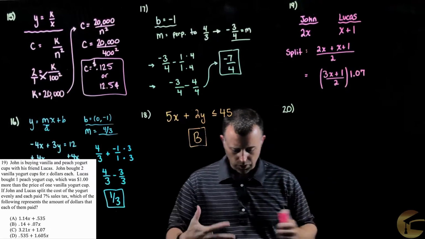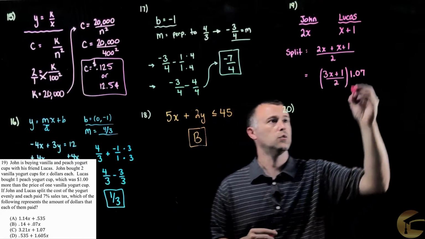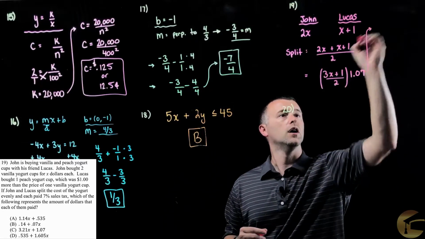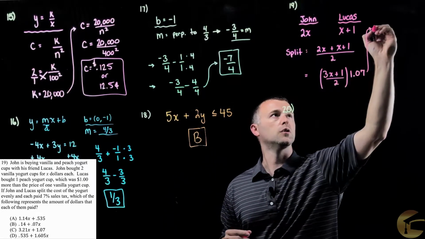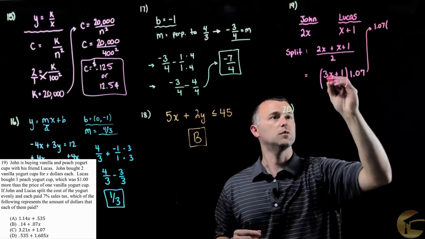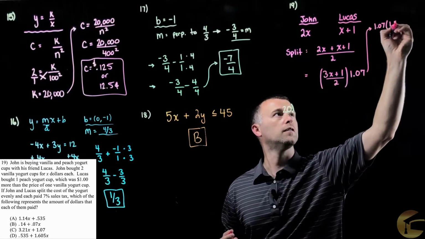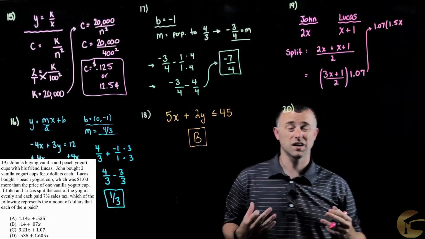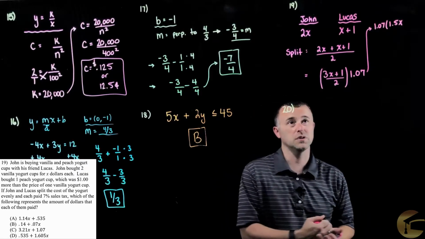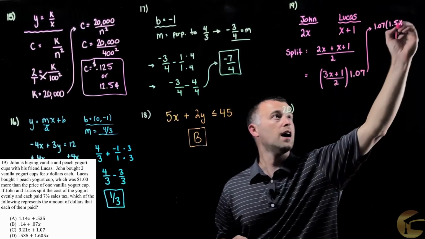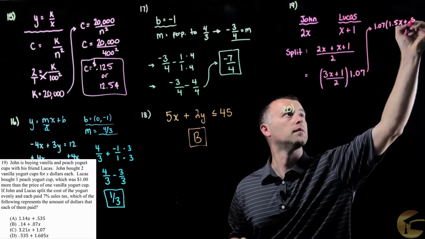So when you look at your answer choices, they're all written out as decimals, so here's what you want to look at it as. This is going to be 3 over 2, so I'm going to go 1.07 times 3 over 2, which is 1.5x. I'm writing these as decimals because my answers are decimals, so it's going to help me see this a little bit better. Plus 1/2, which is plus 0.5.